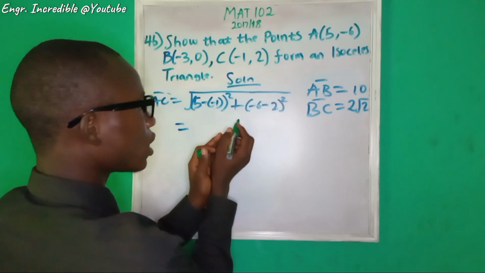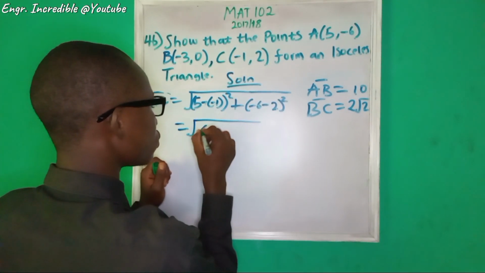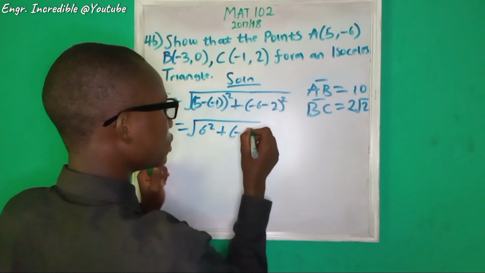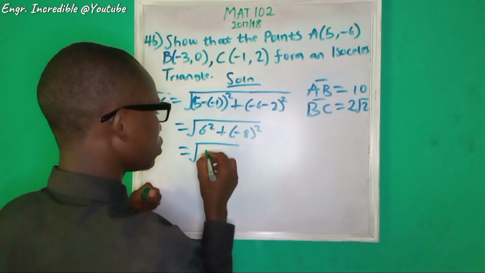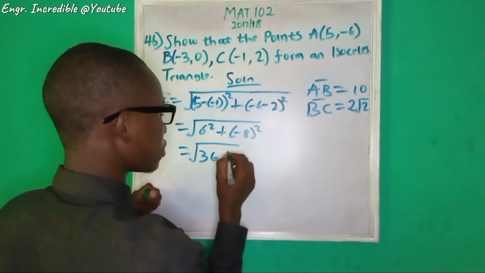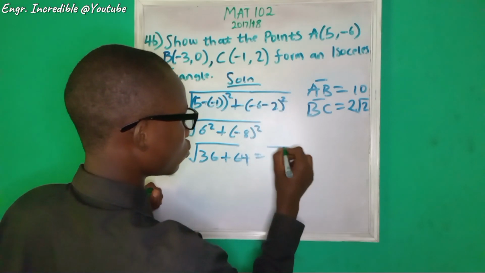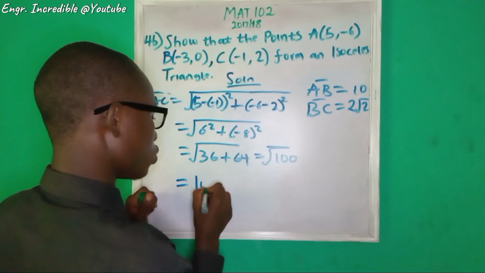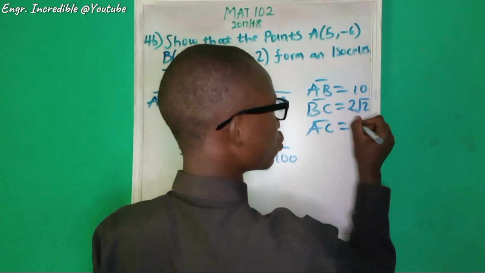5 minus minus 1, that is 5 plus 1. So that is equal to the square root of 6 squared plus minus 6 minus 2, that is minus 8, then squared. So that is equal to the square root of 6 squared is 36, 8 squared is 64. That is equal to the square root of 100. So the square root of 100 is equal to what? 10. Therefore our line AC is equal to 10.